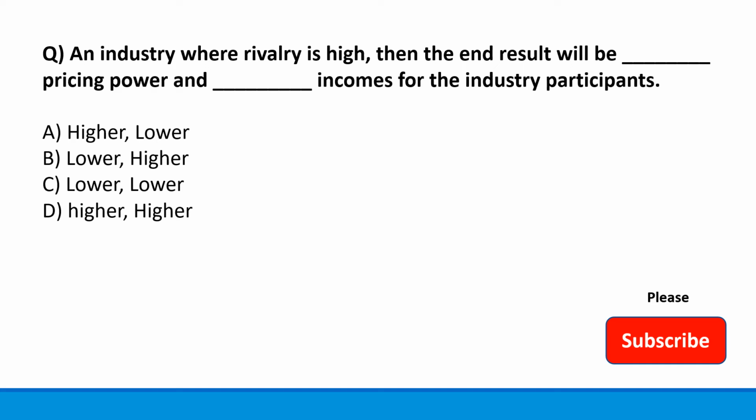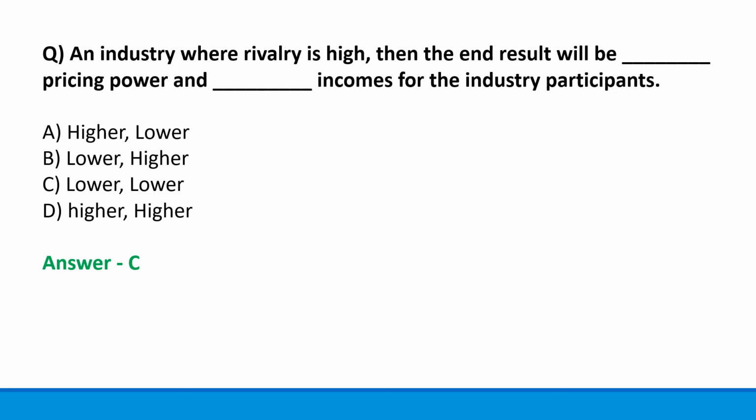In an industry where rivalry is high, the end result will be higher or lower pricing power, and incomes for the industry participants will be higher or lower? The pricing power is lower and income is lower.